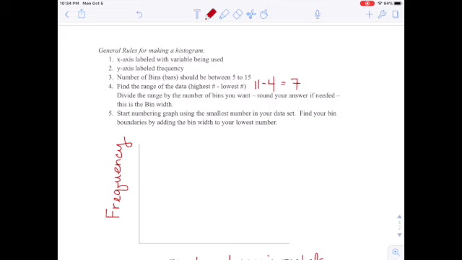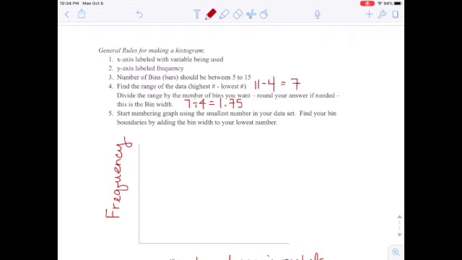Because the data set is so small, it makes it very hard to have lots of bins, so we're going to go with 4 bins. Pick a number that's convenient for you. Don't choose something with a decimal in it. Usually try to stay within a whole number, because that will make your life easier. So I'm going to divide by 4 bins. 7 divided by 4 bins gives me 1.75.